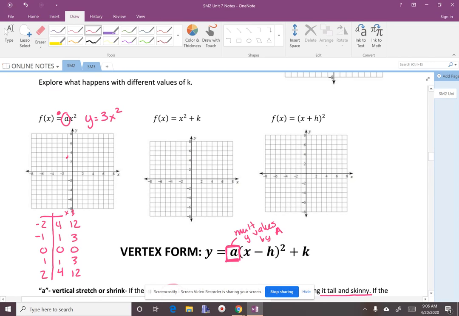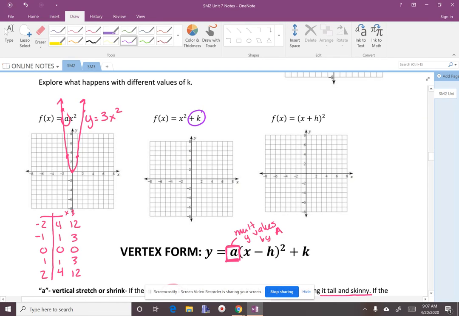The new graph would include the points -2, 12, so all the way up here, -1, 3, 0, 0, 1, 3, and 2, 12, which is up here. That means we've stretched it. I guess that point's kind of off. Ignore that point. That has taken our graph and made it really tall and really skinny. So we can transform the points instead of taking the graph and going, oh, I'm going to make it 3 times as big.